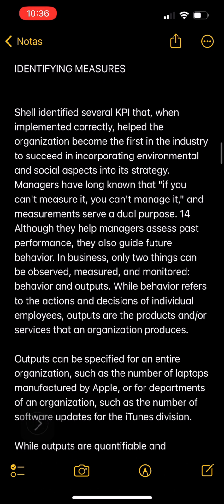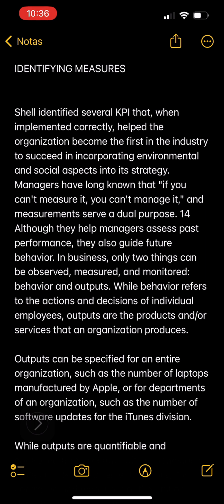Identifying measures. Shell identified several KPIs that, when implemented correctly, helped the organization become the first in the industry to succeed in incorporating environmental and social aspects into its strategy. Managers have long known that if you can't measure it, you can't manage it, and measurements serve a dual purpose. Although they help managers assess past performance, they also guide future behavior.